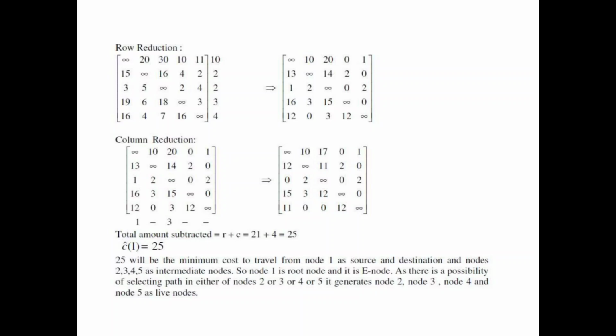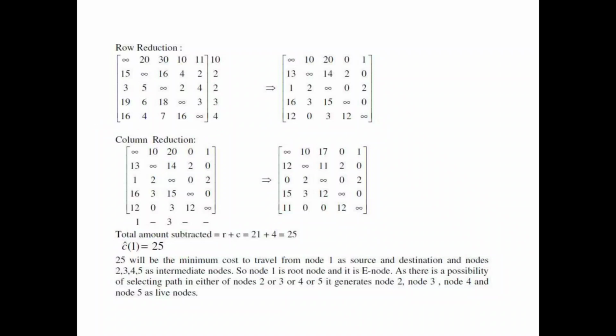Next, the fourth row is also not having any zeros. The least value is 3, we will subtract it. Next, the fifth row is also not having any 0. Next we have to reduce by the least value, which is 4.